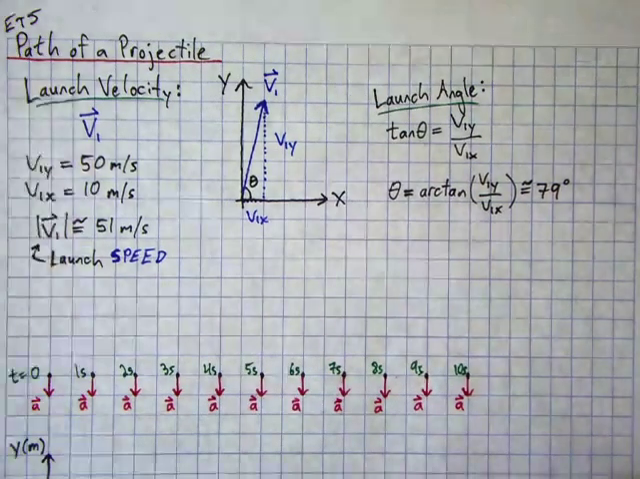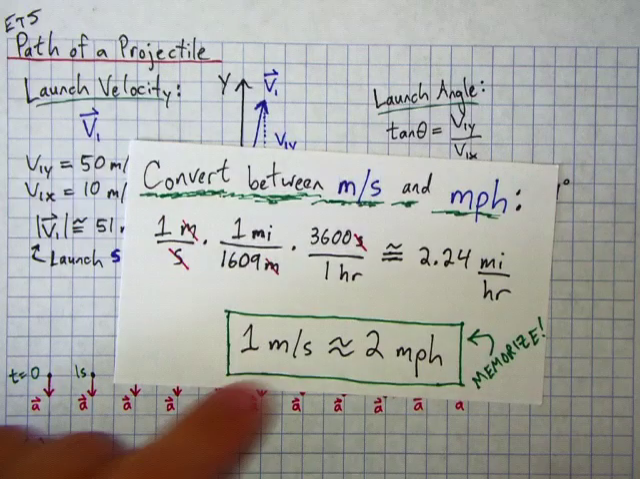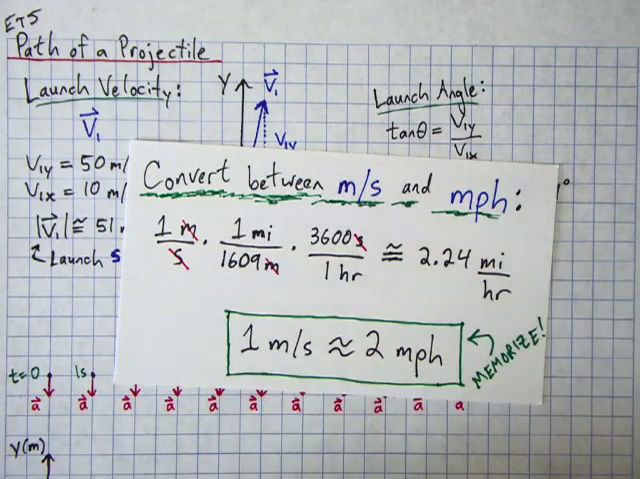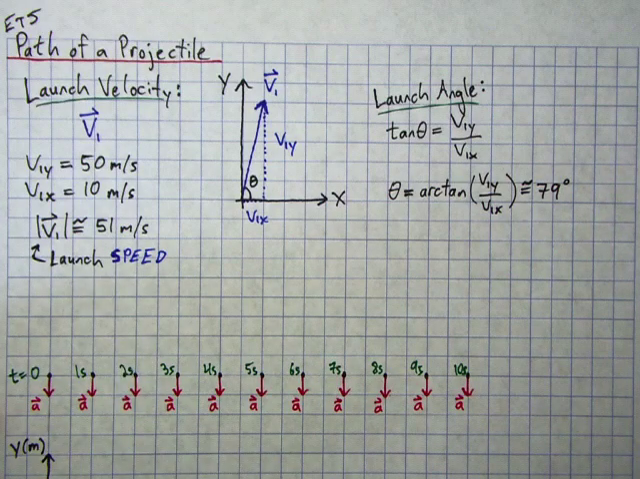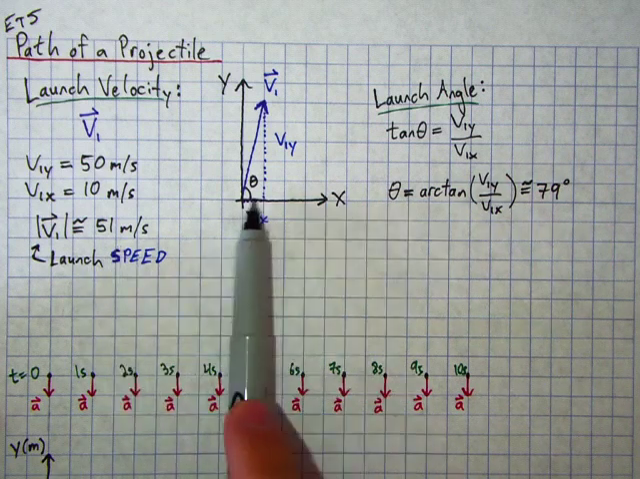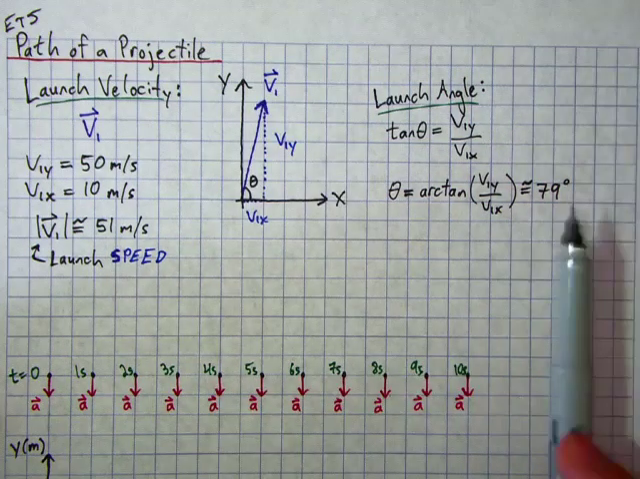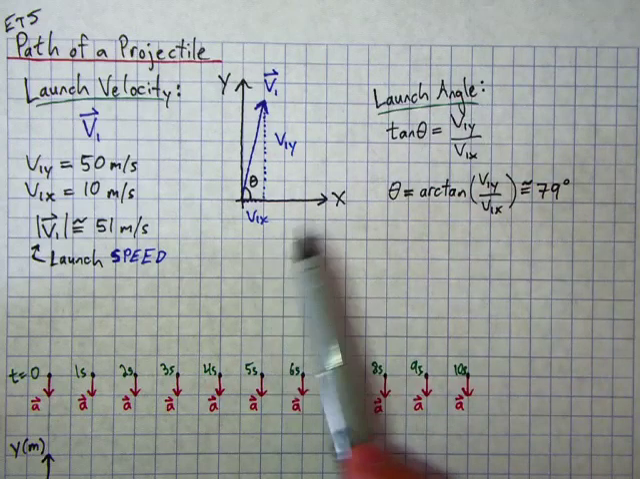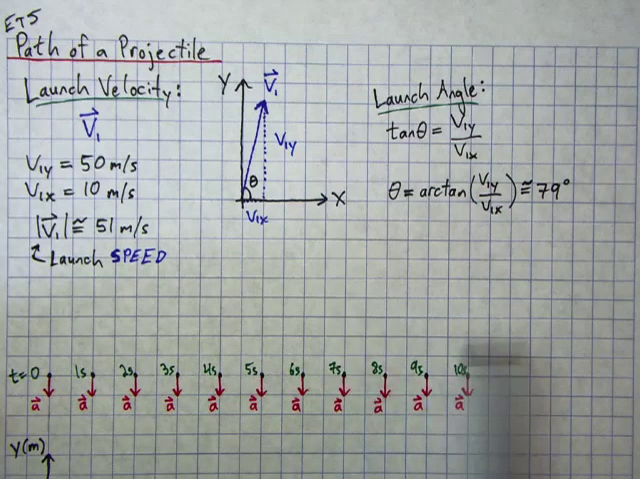How fast is that? Well, remember that a meter per second is about 2 miles per hour, roughly. So we're talking launching at around 100 miles per hour, pretty close to straight up. So what happens to an object when you launch that fast at that angle?